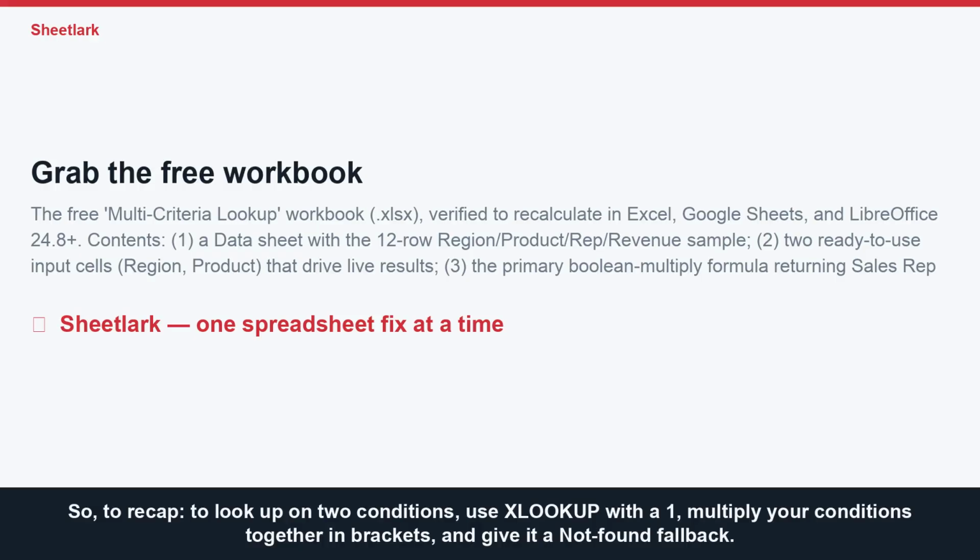So, to recap, to look up on two conditions, use XLOOKUP with a 1, multiply your conditions together in brackets, and give it a not found fallback. No helper column, no changing the source data. Use the boolean-multiply version for flexibility, the concatenation version for readability, and skip both only on truly massive sheets or where duplicates lurk.